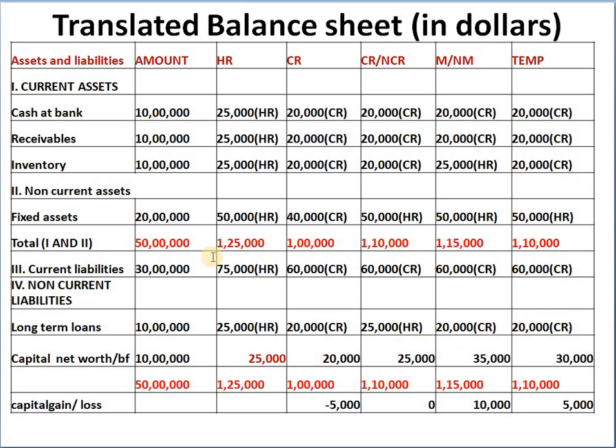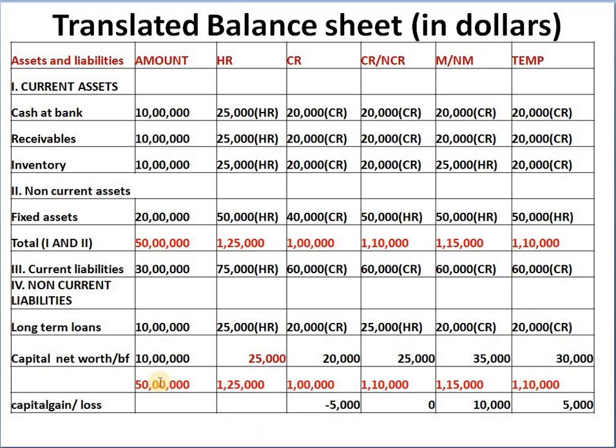So you have recorded all the items of current assets, non-current assets, current liability, non-current liability. Leave one line for the balancing figure, and whatever you got as the total of Roman number 1 and Roman number 2, write the total here: 50 lakh, 1,25,000, 1 lakh, 1,10,000, 1,15,000 and 1,10,000, just to get the balancing figure.